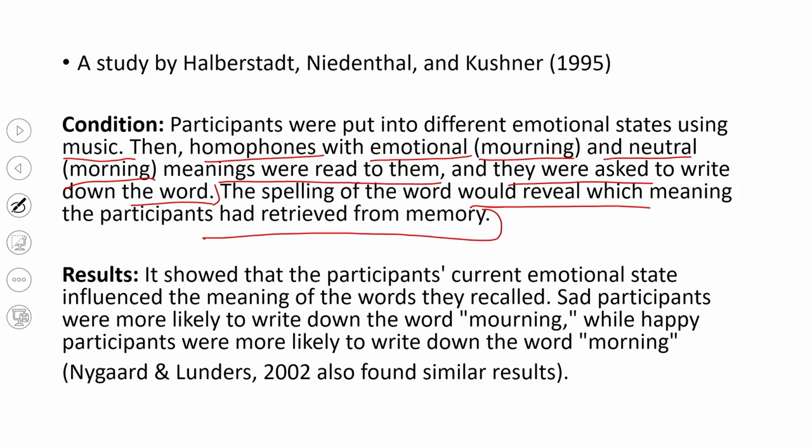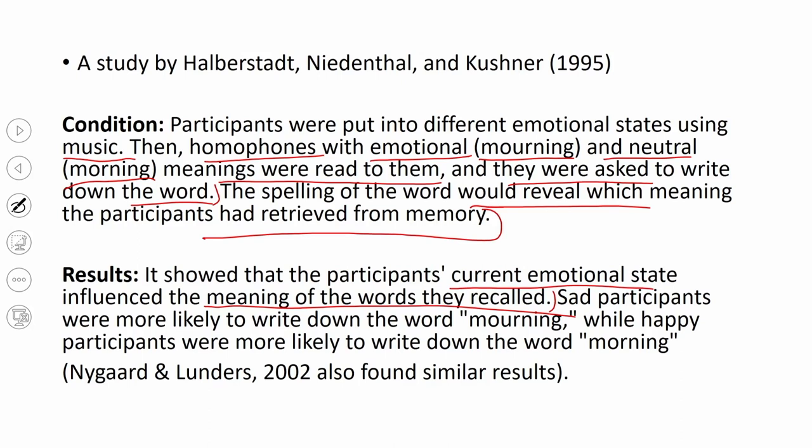So, they were just read these two words which could have different meanings, one emotional, one neutral, and they were asked to write. They were trying to see which word they would write, whether the emotional one or the neutral one. The result shows that the participants' current emotional state influenced the meaning of the word they recalled. So, those who were induced into, let us say, a sad emotional state were more likely to remember the word mourning, which is connected to sadness.